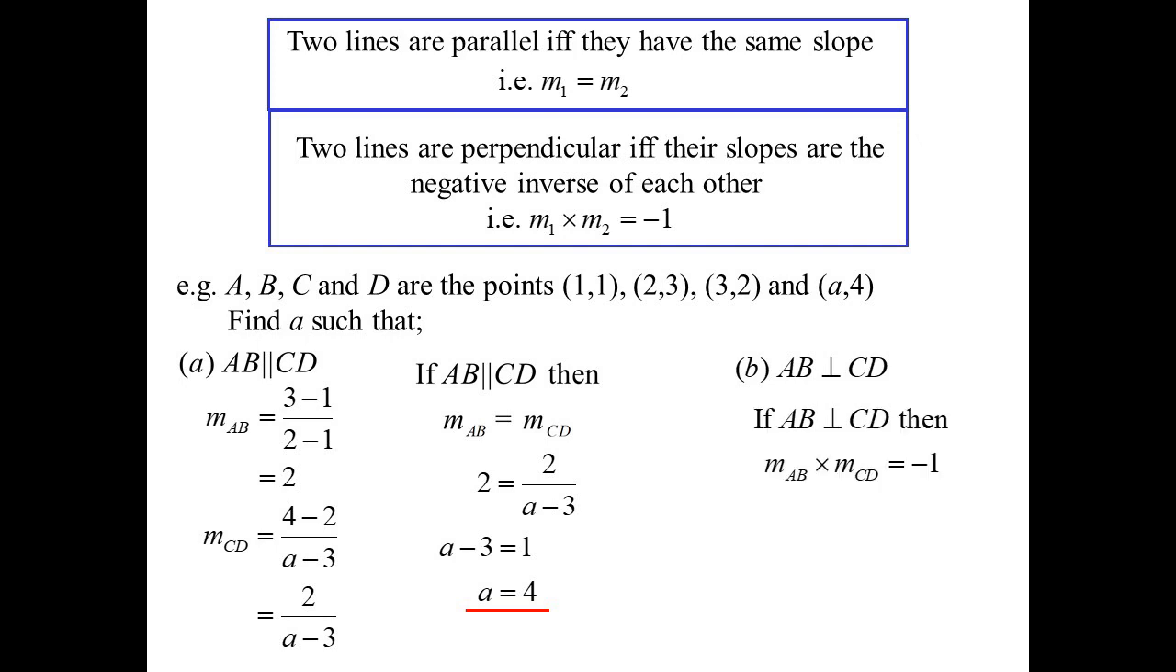What about if the lines were perpendicular? Well, if they're perpendicular, then those slopes multiply together to give -1. So now 2 times 2 on a minus 3 is -1. Solving that little problem, we get a is -1.